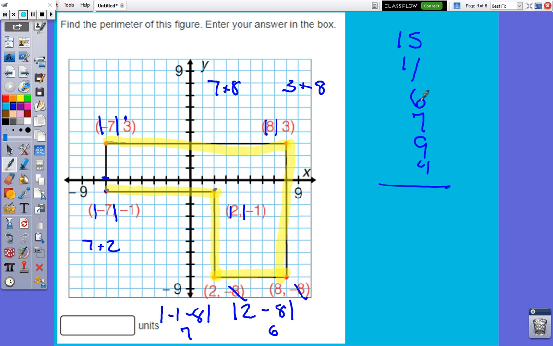Now it's just addition. 6 and 4 gives me 10. 9 and 1 gives me 10. 7 and 5 I think gives me 12. I'm pretty sure that 10 plus 10 plus 12 gives me 32. Put a 3 up here. 3, 4, 5. 52. Perimeter is 52 units. Alright, let's take a look.